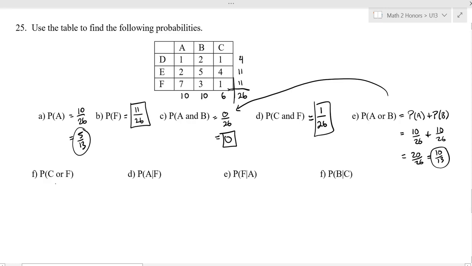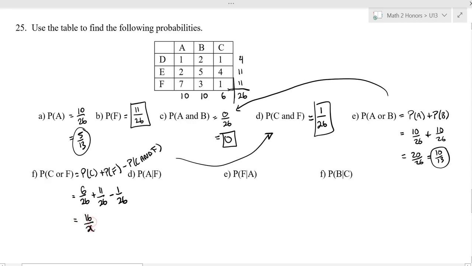Probability of C or F. Alright, so that's the probability of C plus the probability of F minus the probability of C and F, because C and F can happen at the same time. We saw that here in D. There's a 1 out of 26 chance. So probability of C is 6 out of 26. F would be 11 out of 26 minus 1 out of 26. So it's going to be 16 out of 26, which reduces to 8 out of 13.